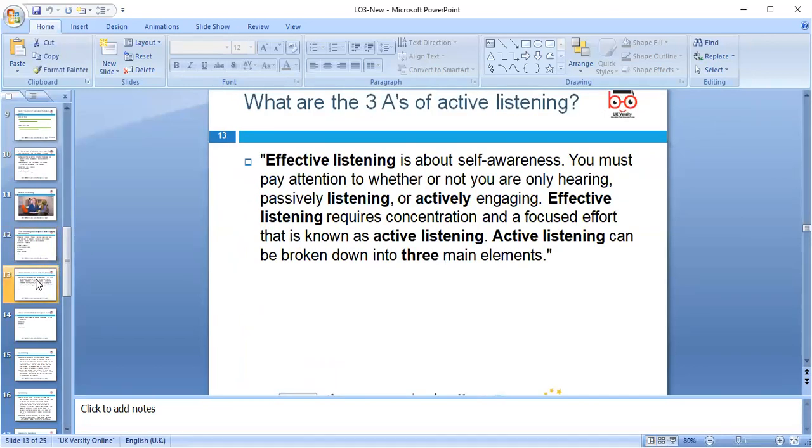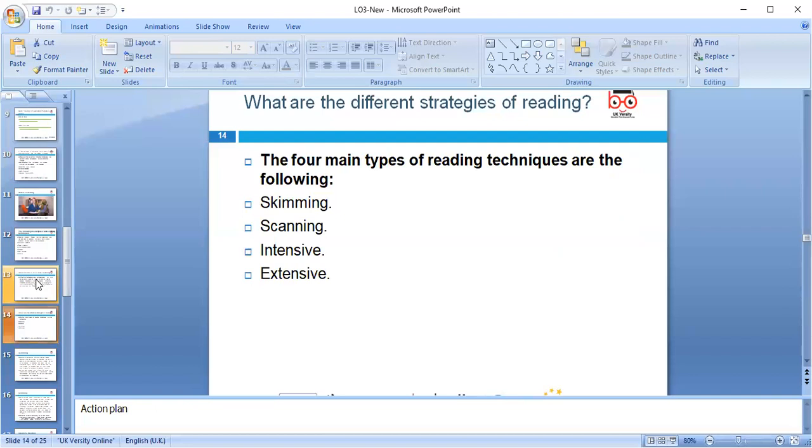So what are the 3 A's in effective listening? Effective listening is self-awareness. You must pay attention to whether you're hearing passive listening or active engaging, and effective listening requires concentration and focus on the effort, which is known as active listening. Active listening can be broken down into 3 elements.